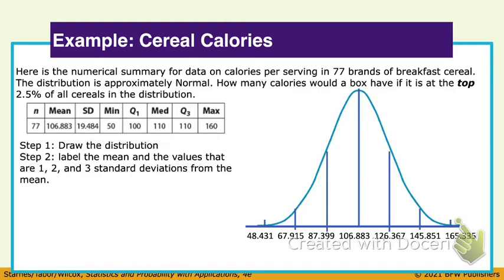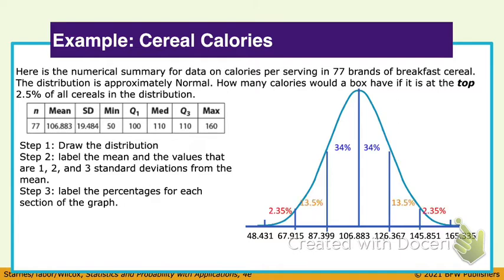All right, and then we are trying to find what value, how many calories does a box have if it is at the top 2.5%? I thought you said top. I was like, yeah, top. The top 2.5%. So we're going to start at the top.